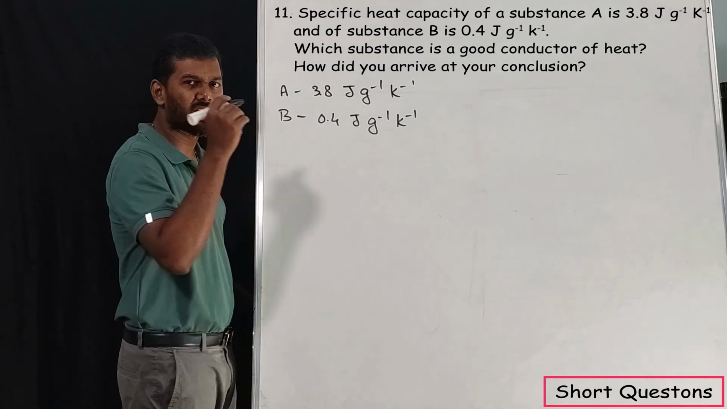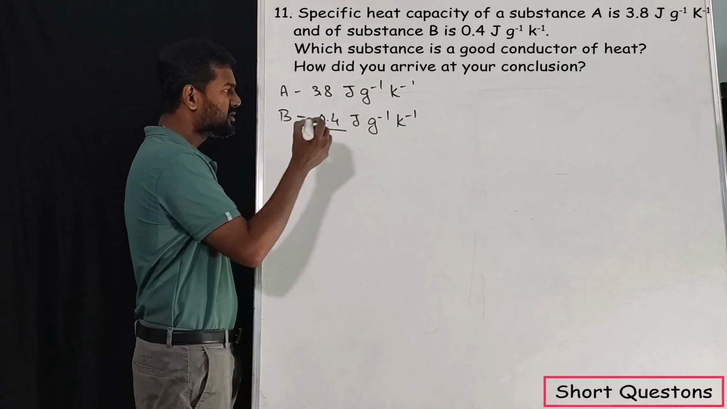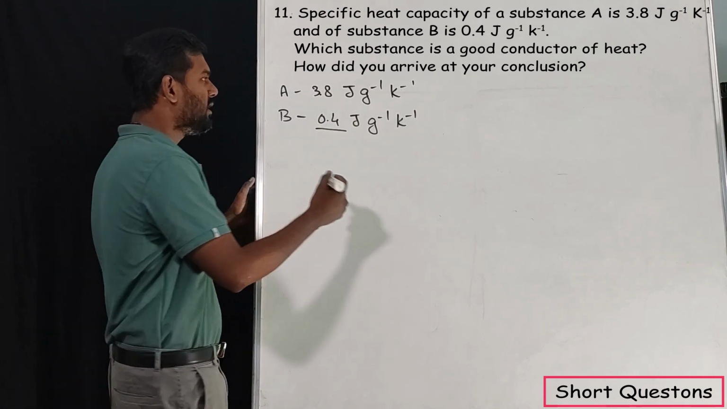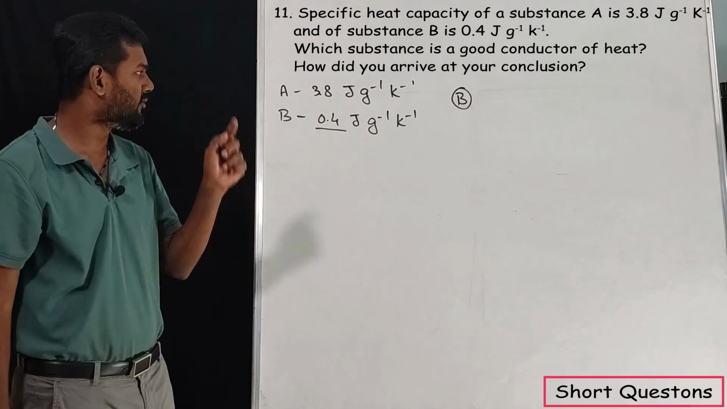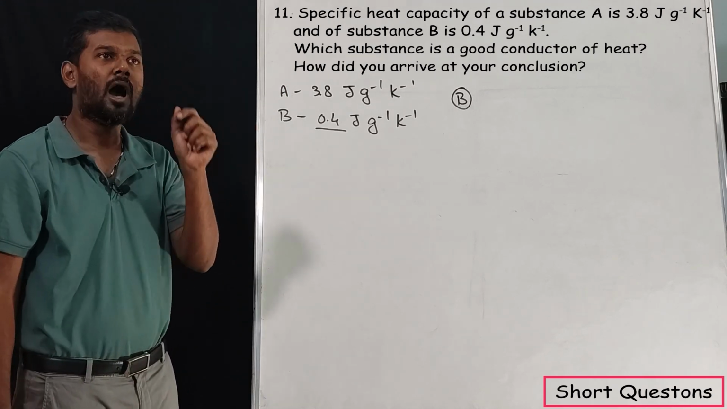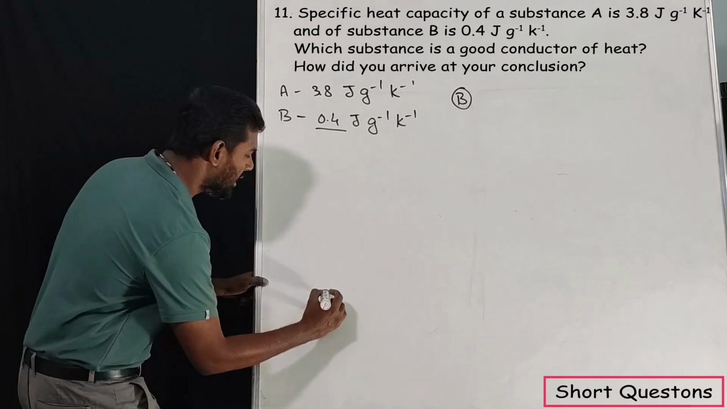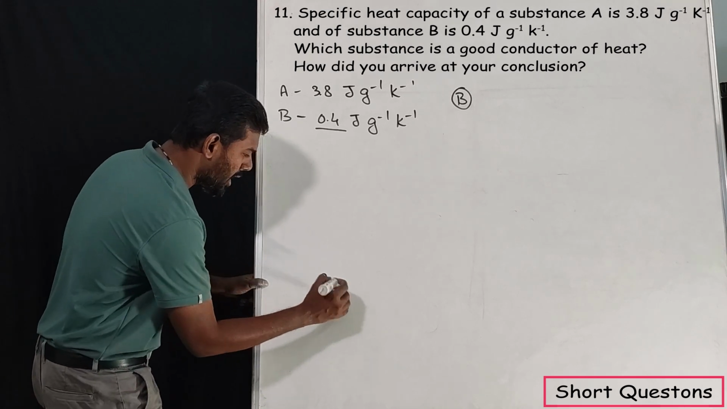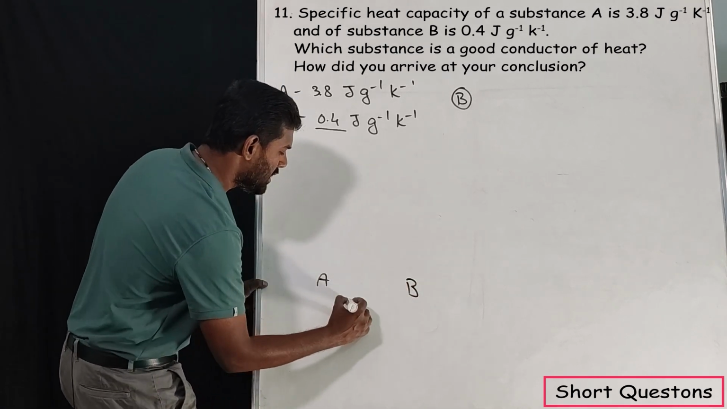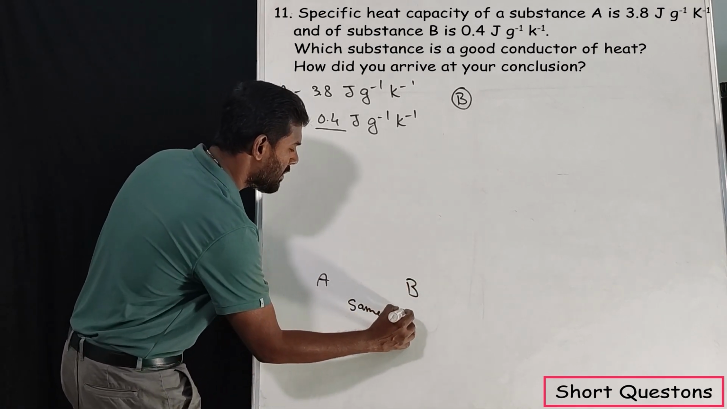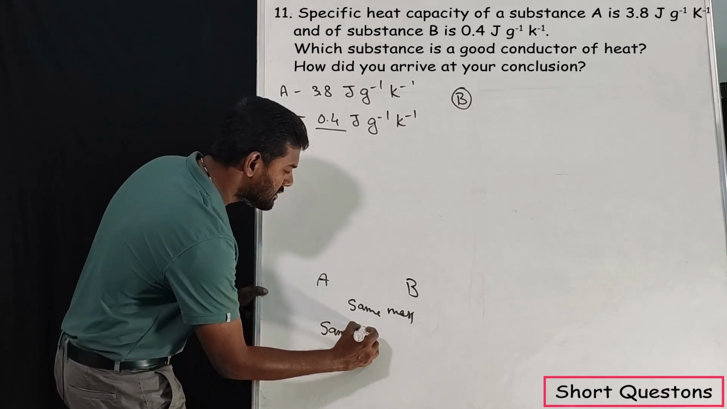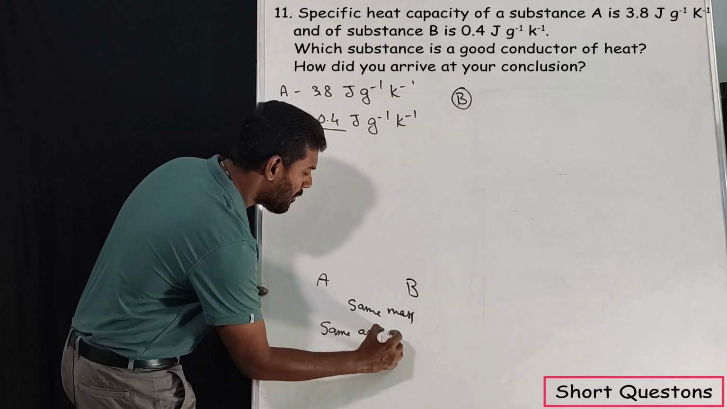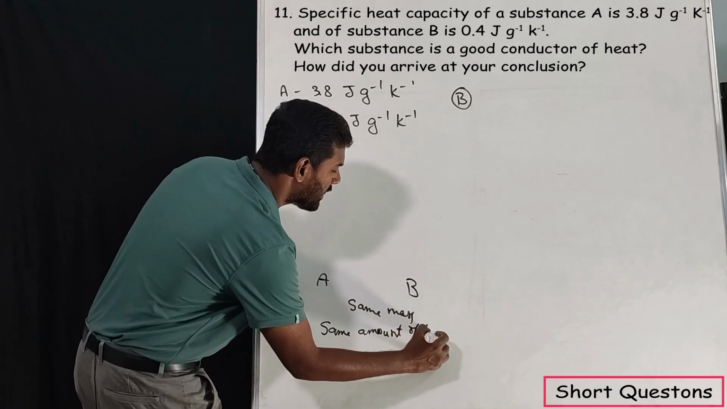Now which has the least value out of these two? This one, 0.4, so B is the answer. B is a very good conductor of heat. How can we say that? Very simple, I'll give you one example. Assume there are two objects, they have the same mass and we have given the same amount of heat energy.